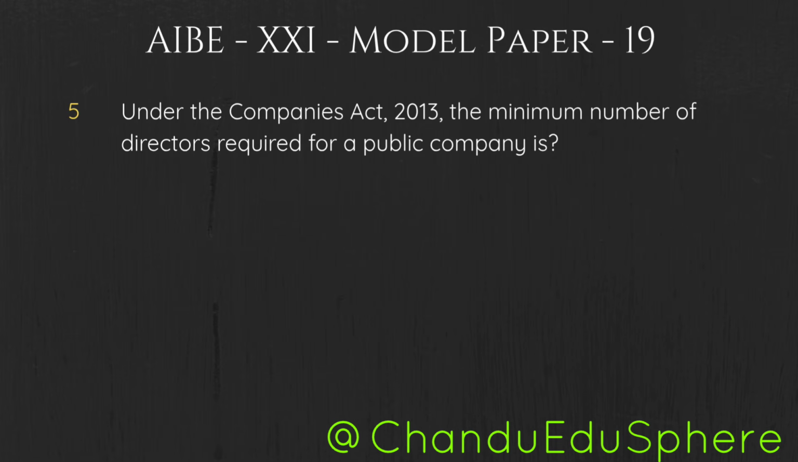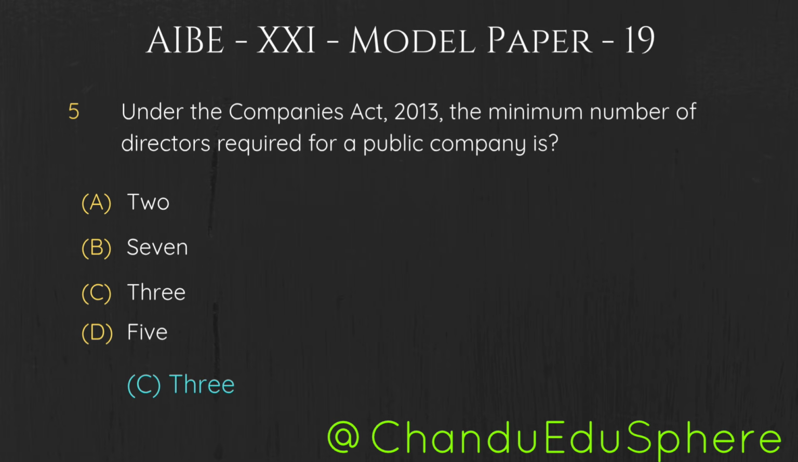Under the Companies Act 2013, the minimum number of directors required for a public company is 3. Section 149(1)(a) of the Companies Act 2013 mandates a minimum of 3 directors for a public company.